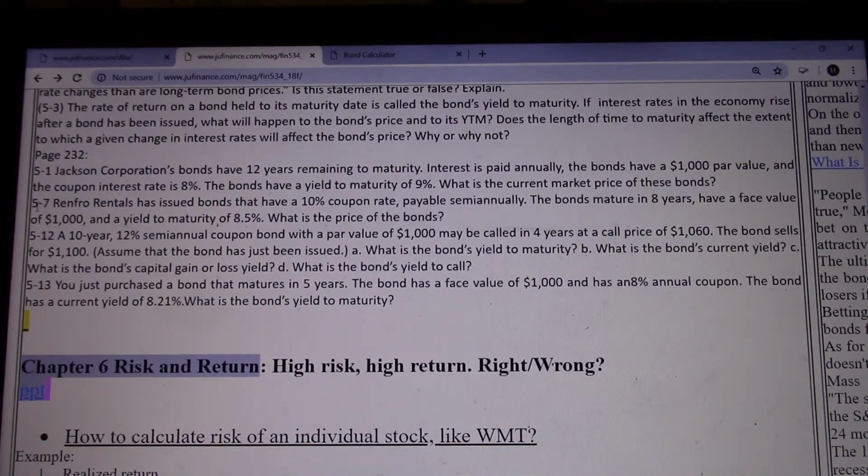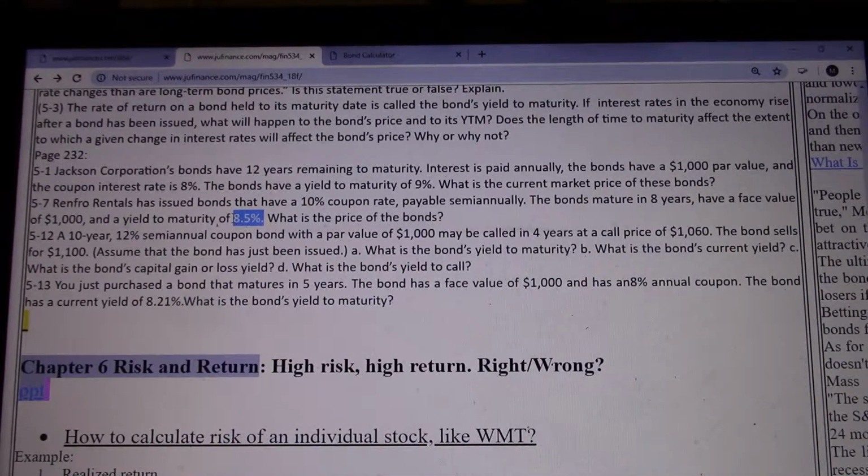Okay, 5.7. It's also asking for bond price, but this is a semi-annual coupon bond. So yield to maturity is 8.5%, but since it's a semi-annual coupon bond, we should change the yield to half of 8.5%. N is 8 years, but since it's a semi-annual coupon bond, we should multiply by 2. So N should be 16, and then coupon should be half of $100, so it should be $50. PV is the question mark, and then we need to use $1,000 for face value.